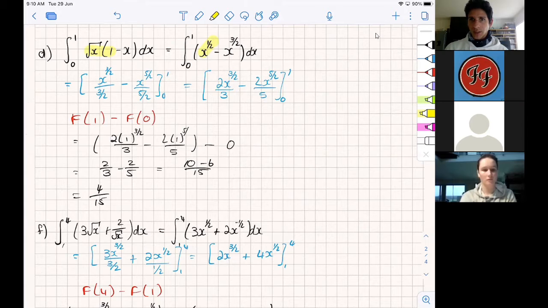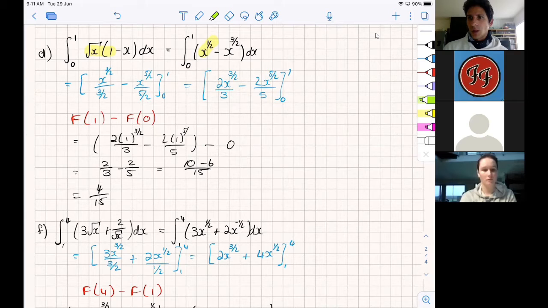Okay, so what I did is I just took the square root of x times 1, which gave me the square root of x, because anything times 1 is the same as what it is. And I've immediately converted it into the power of a half, because I can't work with the square root of x. I need to change it into index notation. Then for this minus x, if you think about it, the square root of x is just x to the half.